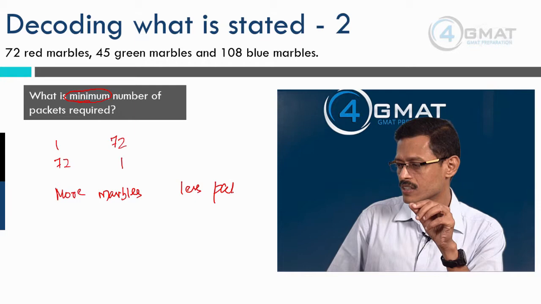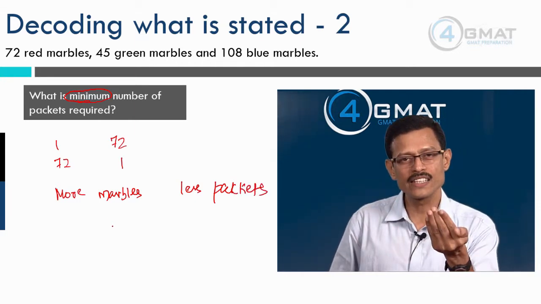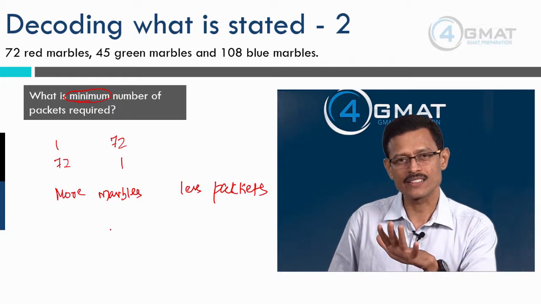This is something that we can take as an inference, right? The higher the number of marbles in each packet, the lesser the number of packets that are there.